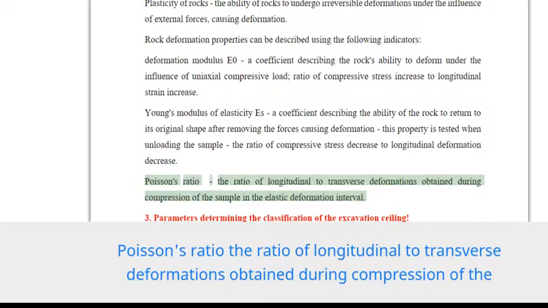3. Parameters determining the classification of the excavation ceiling. Fissility of the ceiling, divisibility in the vertical direction, centimeters, a parameter characterizing the shoal structure of ceiling rocks. Identified as the average distance between all horizontal discontinuities and close to the level of both sedimentary and tectonic origin.